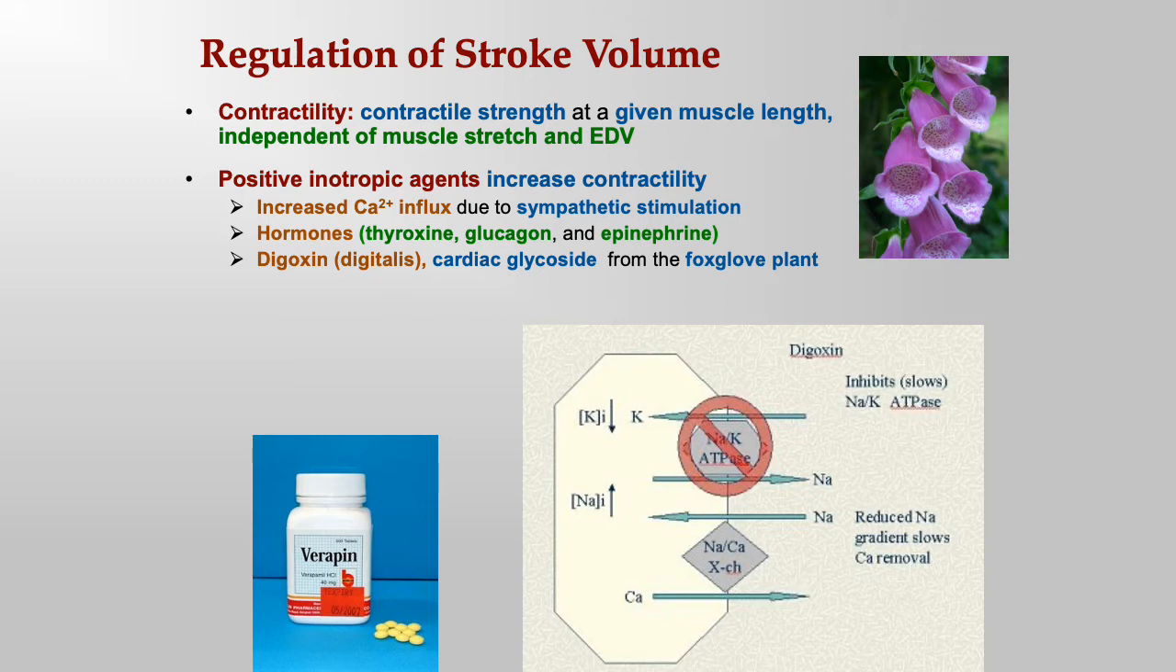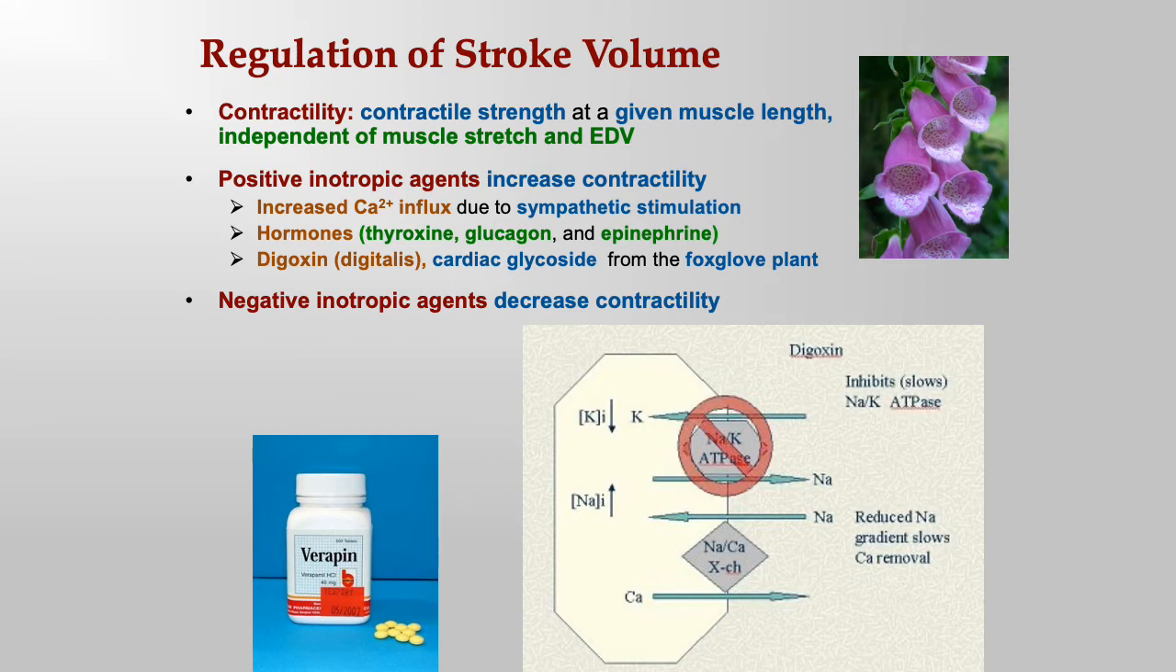Digoxin, digitalis, a cardiac glycoside from the foxglove plant. This is one of the main drugs used for people that have hearts that are not pumping enough blood. Digoxin will increase the forcefulness of the heartbeat, therefore the heart pumps more blood.